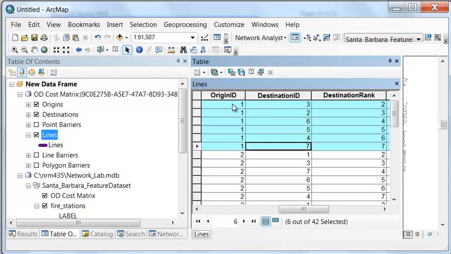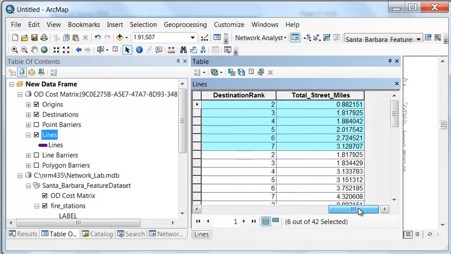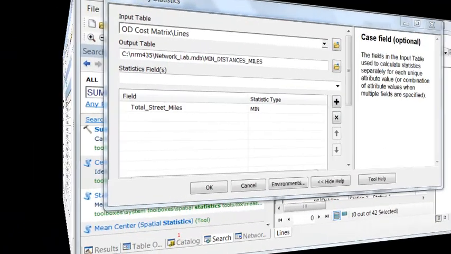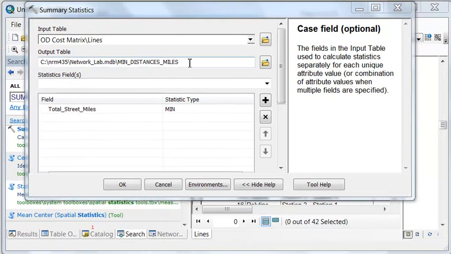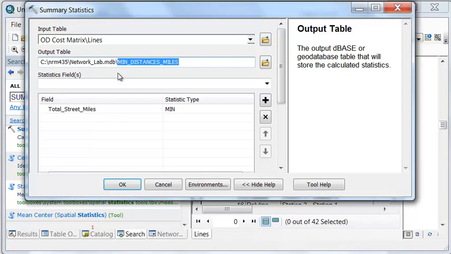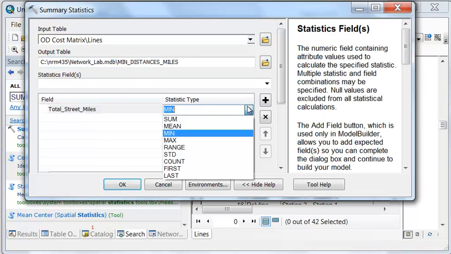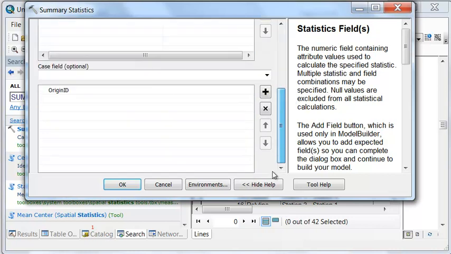So for example, for fire station 1, its closest fire station is fire station 3, and that's a distance of 0.88 miles. So then the question would be, let's find the closest fire station to each of the 7 fire stations. From our lines, we'll create a table of the minimum distance in miles. We take our total street miles, the statistic type will be minimum, and the case field will be by origin ID.